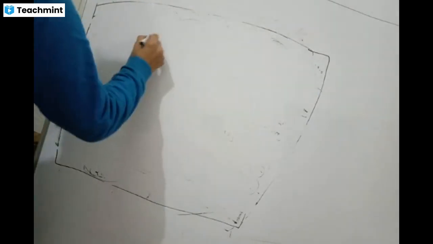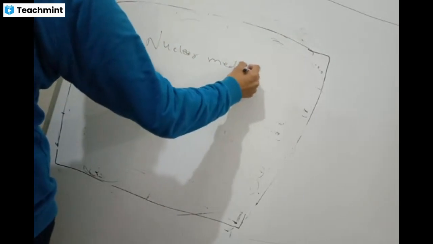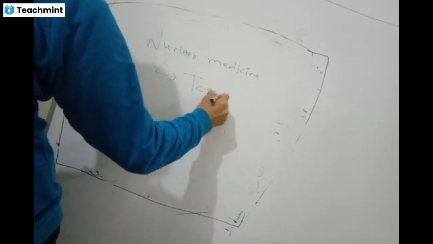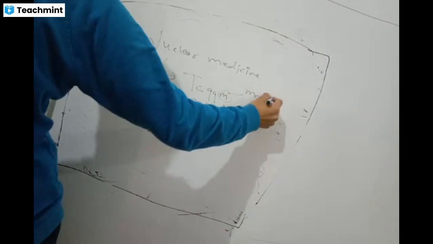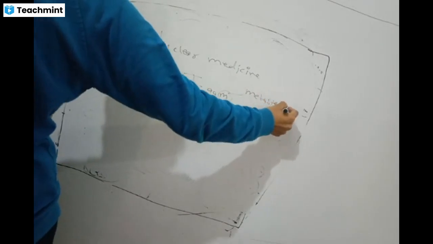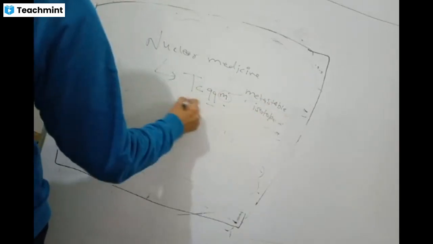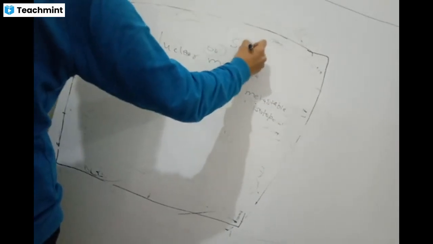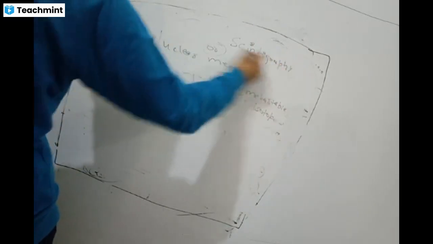And one more radioisotope which is used in nuclear medicine, scintigraphy, that is technetium 99m, m for metastable isotope. Technetium 99m, used in nuclear medicine, or it is called scintigraphy.